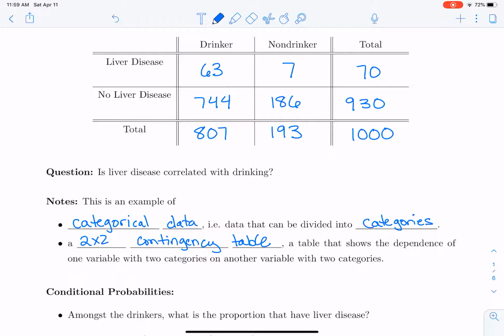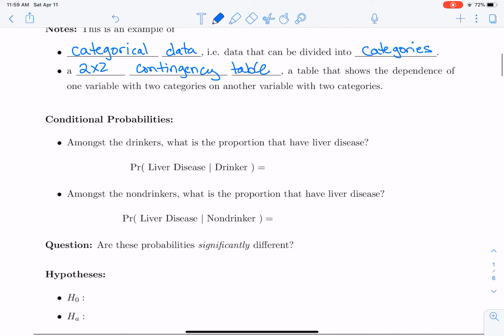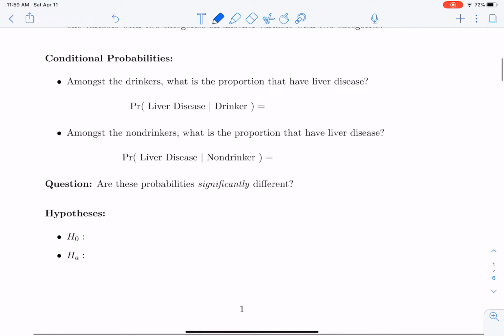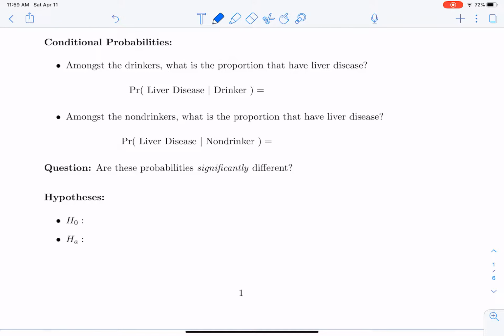So let's look at the conditional probabilities that we probably computed last semester. Amongst the drinkers, what is the proportion that have liver disease? Well, we saw that there were 807 people who drink and that 63 of them have liver disease. So that gives us 7.81%.